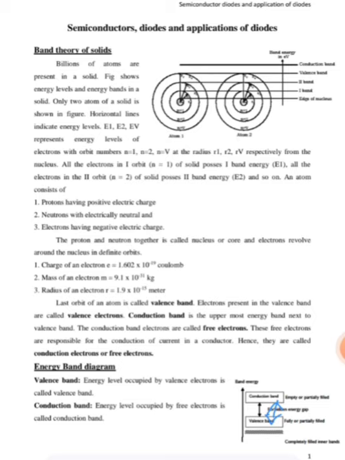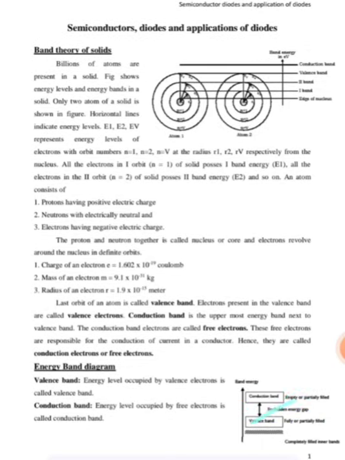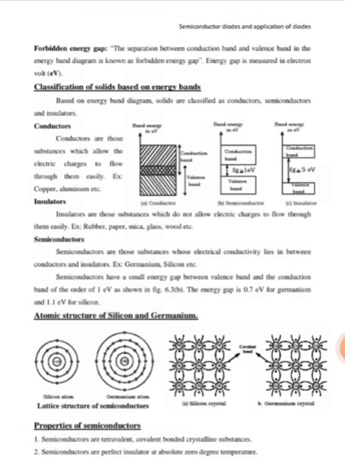Both the valence band as well as the conduction band might be completely filled, partially filled, or sometimes empty. In the sense, the valence band is never empty. It can be partially filled or completely, that is fully filled. Whereas the conduction band can sometimes be empty, or it can be partially filled also. So according to this energy band diagram, we are going to classify solids as conductors, semiconductors and insulators.